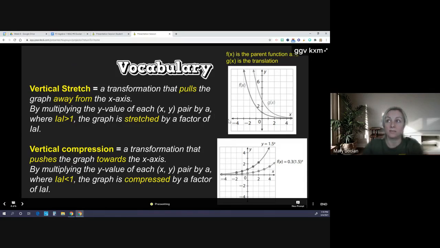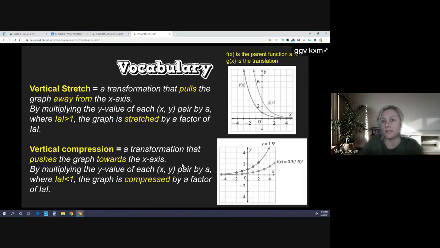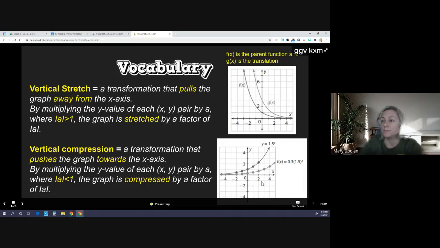You can also have a vertical compression, which is a transformation that pushes the graph towards the x-axis. So this is the opposite. Instead of stretching it and pulling it away, we're pressing it and pushing it towards the x-axis. By multiplying the y value of each xy pair by a, where the absolute value of a is less than 1, the graph is compressed by a factor of the absolute value of a. So if a is greater than 1, it's stretching it. If a is less than 1, it's compressing it down.